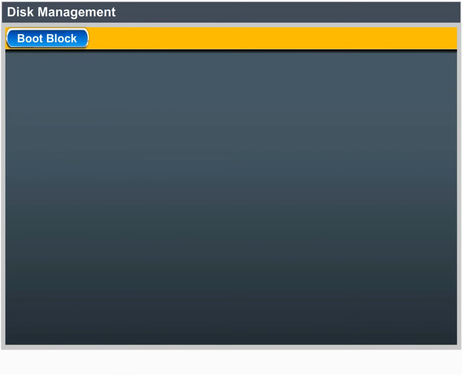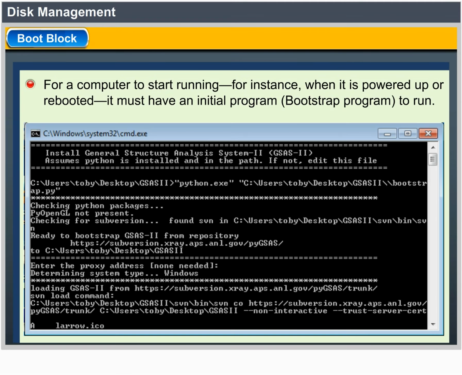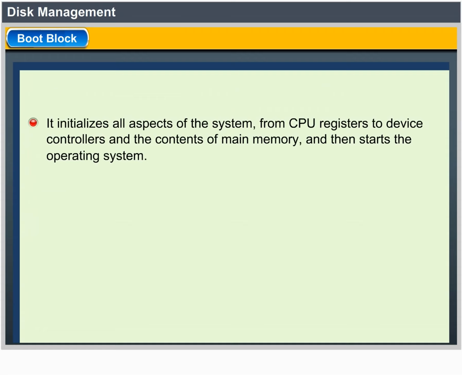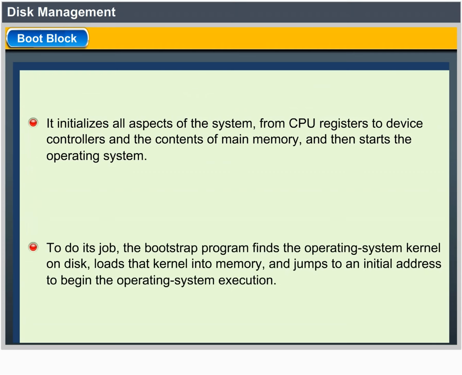Boot block. For a computer to start running, for instance, when it is powered up or rebooted, it must have an initial program, the bootstrap program, to run. It initializes all aspects of the system from CPU registers to device controllers and the contents of main memory, and then starts the operating system. To do its job, the bootstrap program finds the operating system kernel on disk, loads that kernel into memory, and jumps to an initial address to begin the operating system execution.